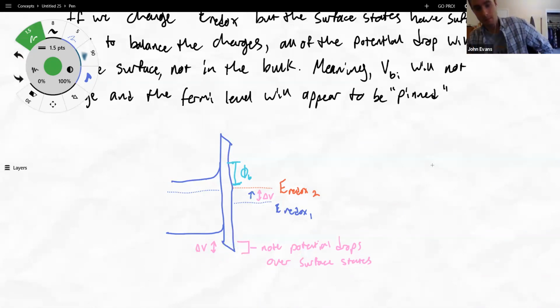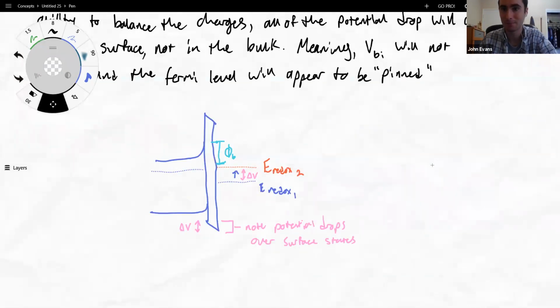So the potential at the surface is going to drop enough that, just like normal, we're going to equilibrate everything. The Fermi levels are going to be at the same spot. We're going to have no net charge transfer. Everything's still at equilibrium, but we haven't touched the bulk. And because we haven't touched the bulk, this VBI here hasn't changed at all. So it sort of looks like our Fermi level was pinned, right? It looks like nothing changed.